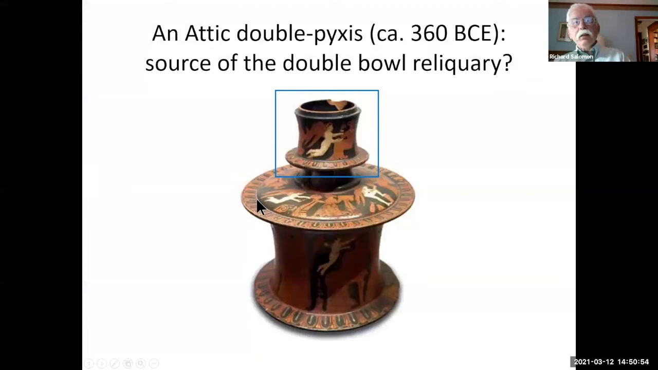Harry Falk, who's done a lot of important work on this material, discussed what's called an Attic double pyxis, and suggested that it might be the ultimate source of the double bowl reliquary that we get several centuries later in Gandhara. I have no opinion or judgment. I don't consider myself qualified to judge that, but it's certainly an interesting theory.